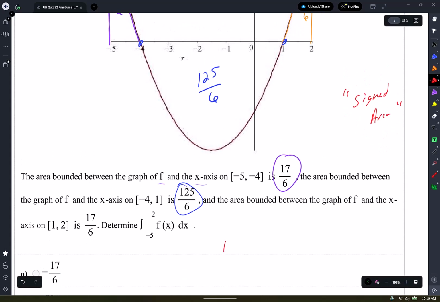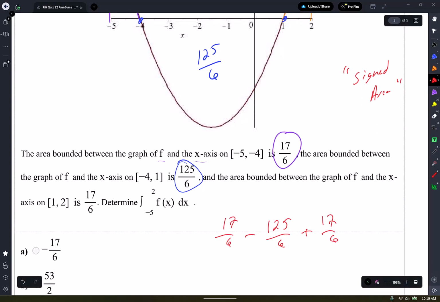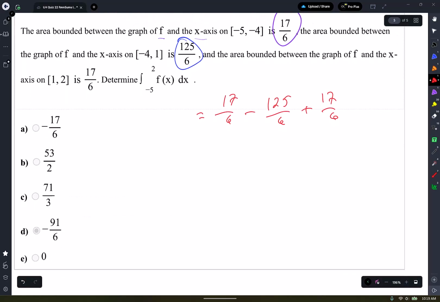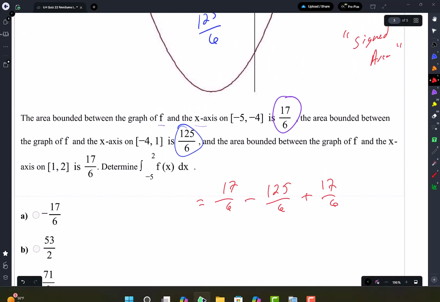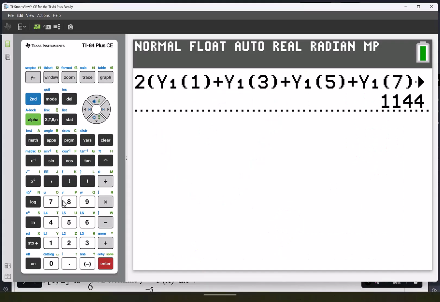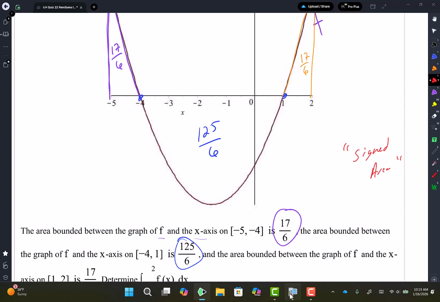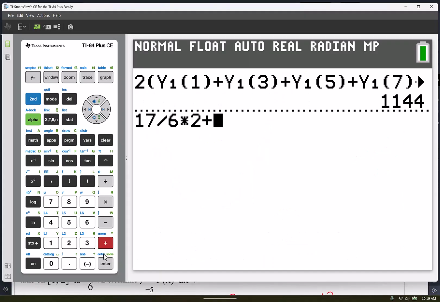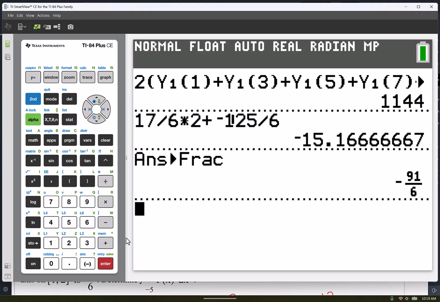Here we go. 17 over 6 minus 125 over 6 plus 17 over 6. Take your calculator, put them in there, add them up. There's more negative than positive, so it should be negative. 17 over 6 plus 17 over 6, minus 125 over 6. Negative 125. Turn it into a fraction. Math, frac, enter. Negative 91 over 6.